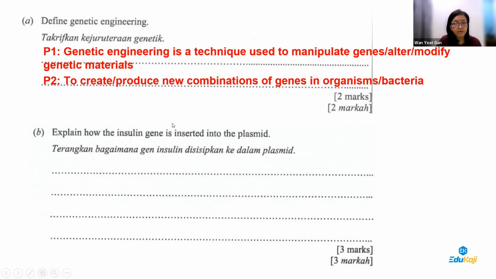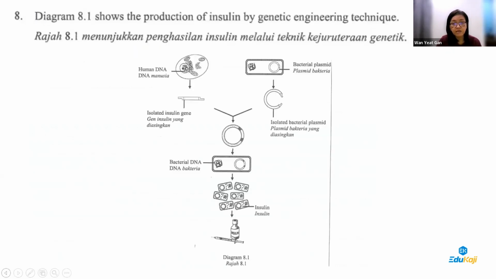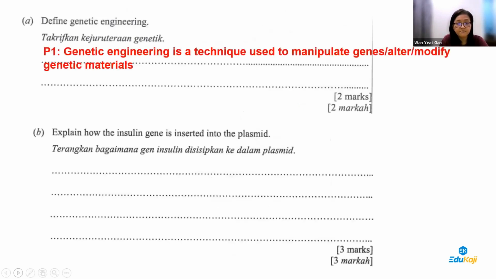Next, explain how insulin gene is inserted into the plasmid. So you can see here just now, this is the insulin gene that is inserted into the plasmid here. This plasmid here, the original gene of the plasmid has been removed and replaced by the gene that you obtain from the human DNA.